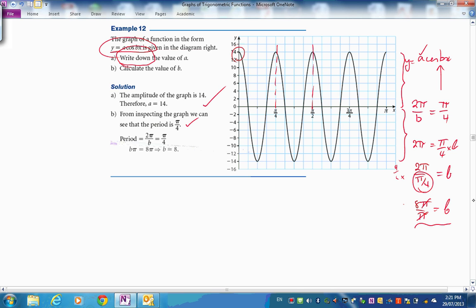So if we put an 8 in there, this is the sort of graph we would get. It would be stretched by a scale factor of 1/8. So in other words, shrinking if you like. Okay, study that carefully. That's very, very important now.